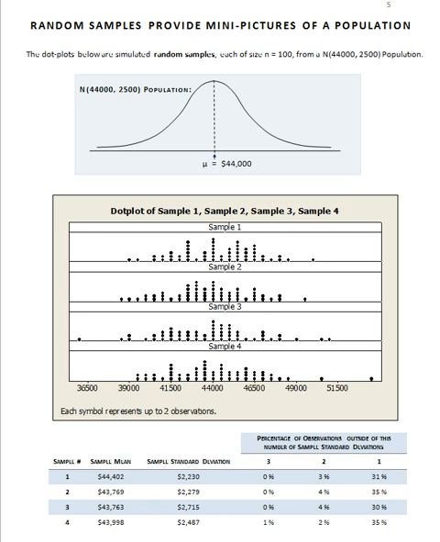The takeaway here is that a true random sample is likely to be a mini picture of the underlying population. Using a true random sample as a basis for decision making is a credible approach.